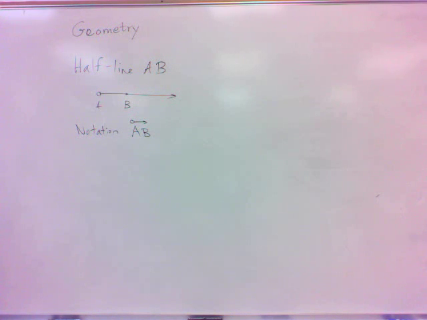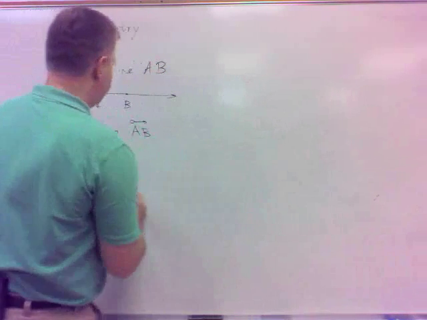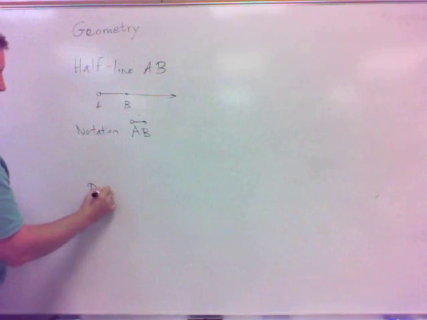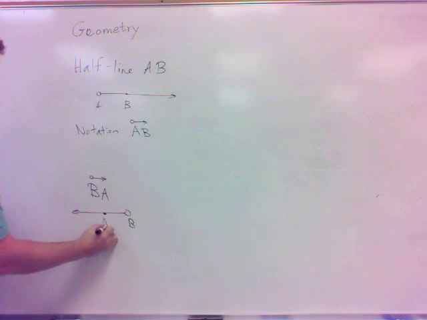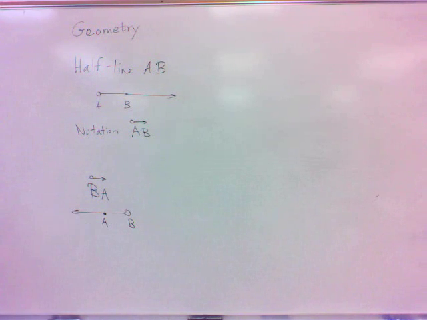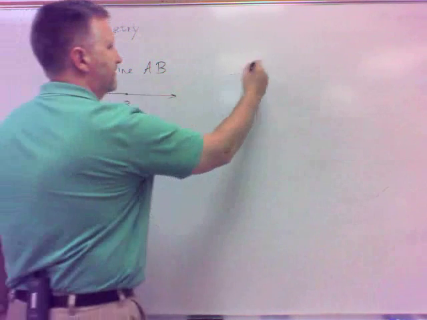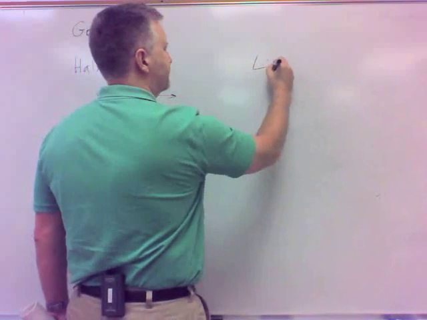So what about half line BA? Same thing as ray BA, right? If I did half line BA, well, that would start at B and go in the direction of A. So that would be this, wouldn't it? Same thing, it just leaves it open there.